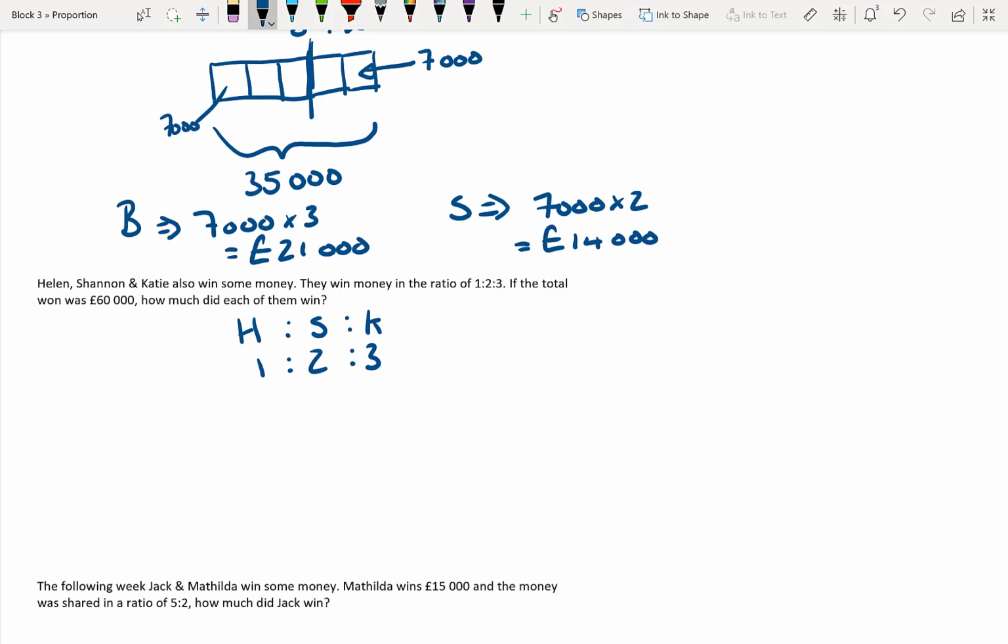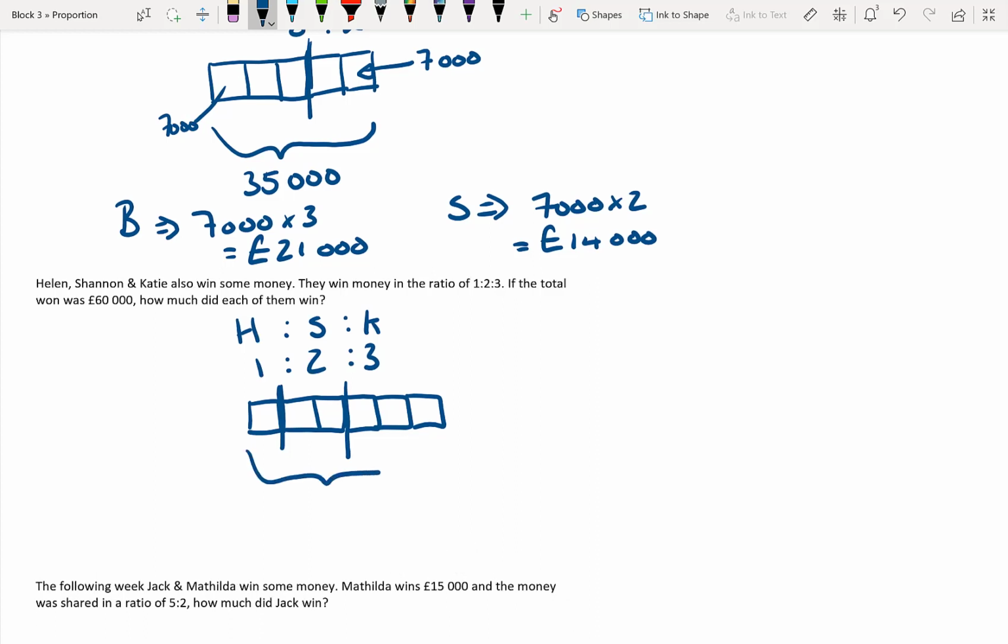We're going to visualize our ratio with some boxes. So we've got 1 part there to 2 parts here. I've got 1, 2, 3. And so the key part to this is that each one of these boxes is worth the same amount. Okay, but all together they come to 60,000. So there are 6 boxes there. 6 lots give us 60,000. 6 lots of 10,000. So each box here needs to be worth £10,000.